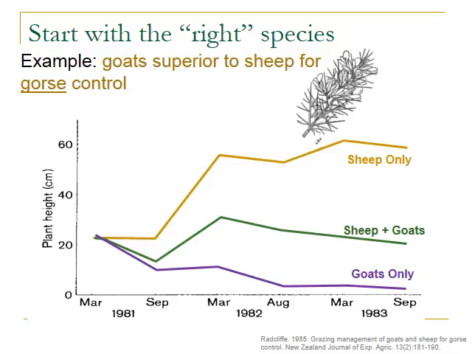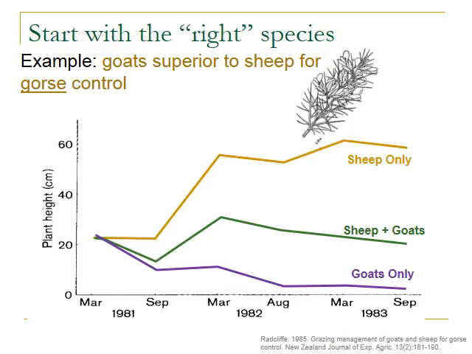And you can see that sheep had very little effect on gorse. In fact, there was really no difference between sheep grazing and no grazing at all. The gorse started growing taller and taller, and every time they measured it, it was increasing in height, and the sheep did not suppress it.